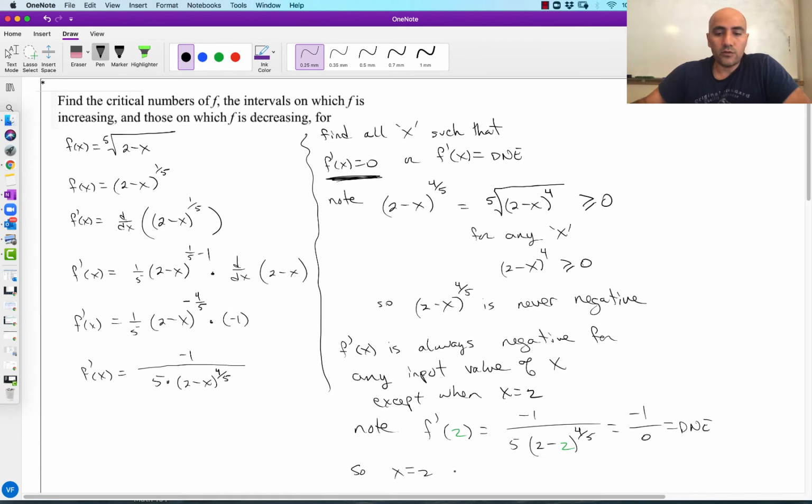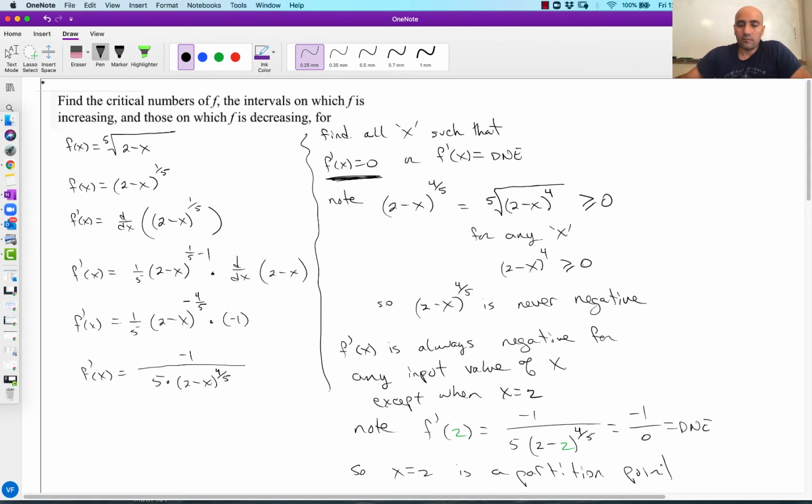So x equals 2 is a partition point. Okay, and now we come back and think about our underlying function, the original function, and think about the domain. So f of x equals the 5th root of 2 minus x. Because this is a 5th root, it's not an even root. I could have negatives inside.